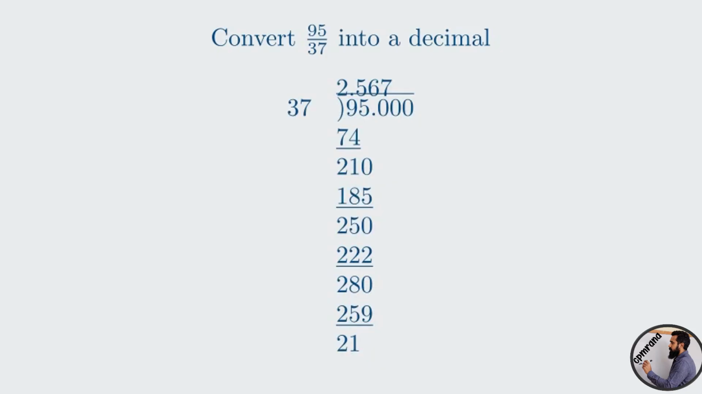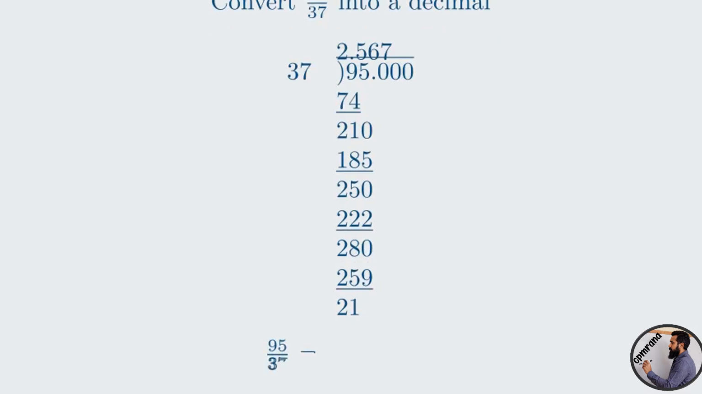Adding a 0 makes it 280. Finally, 37 goes into 280 7 times. 37 times 7 is 259. Subtracting 259 from 280 gives us a remainder of 21. Take a look at that remainder, 21. We've seen this before. If we add a 0, we get 210 again, and the sequence 5, 6, 7 will start to repeat.